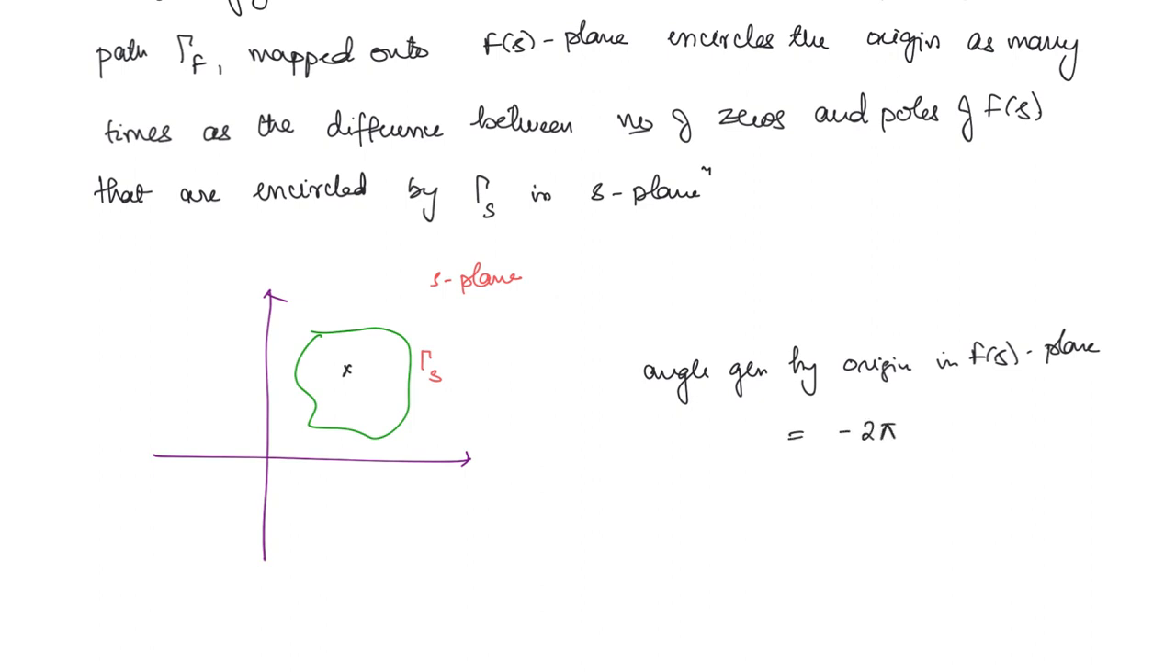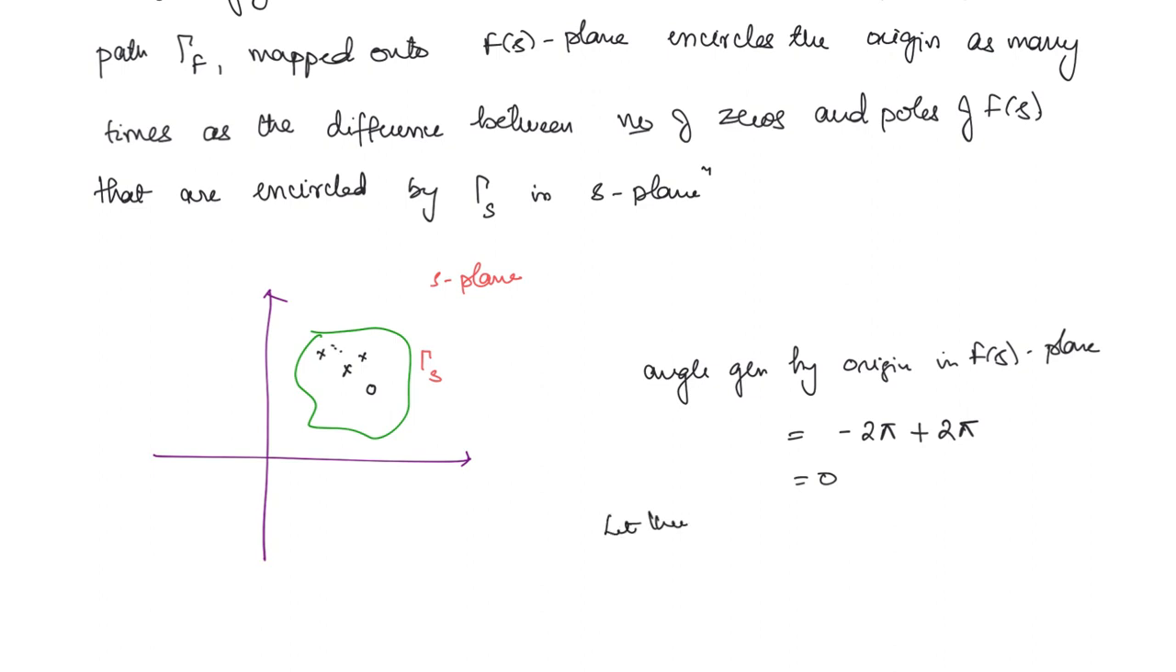What if there is a 0 also inside? Then what is going to happen? Minus 2 pi plus 2 pi will come, because the 0 will generate a positive 2 pi angle, this will generate a minus 2 pi angle, then the resultant you are going to get is 0. Now if you add another pole, then the angle will become minus 2 pi. Okay. So in general, how you can write is, if there are p number of poles, so let us say there is another pole here, and like that there are p number of poles.